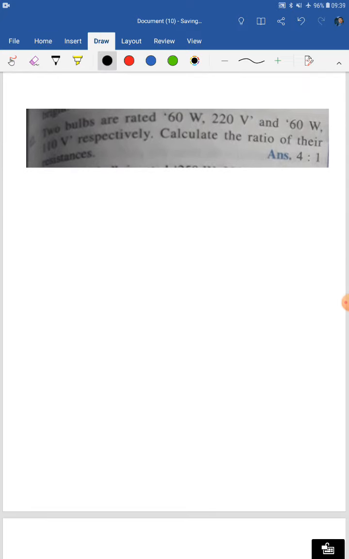So this is our question number 12. Question number 12 says: 2 bulbs are rated 60 watt under 220 volt, and another 60 watt bulb, but the potential difference applied here is 110 volt respectively. Calculate the ratio of their resistance.